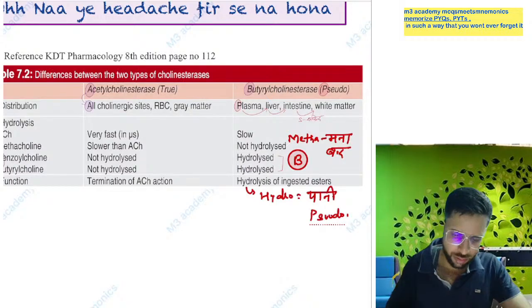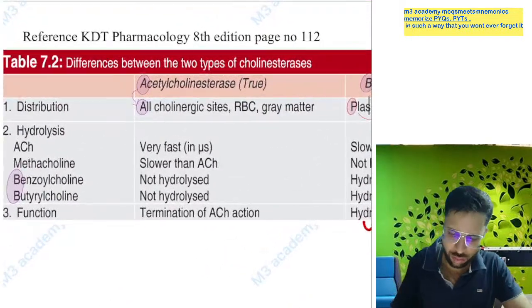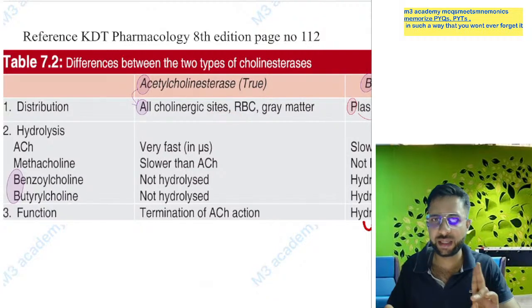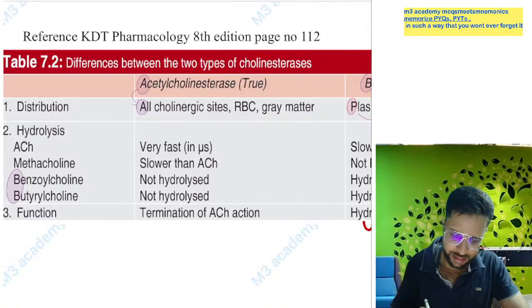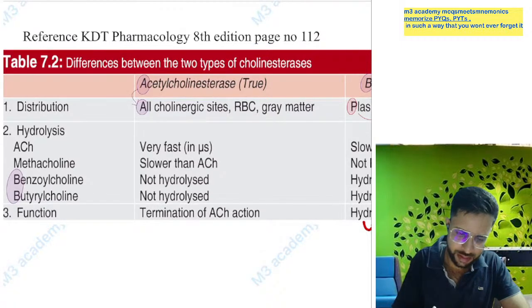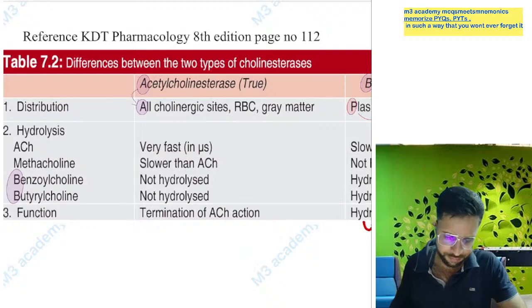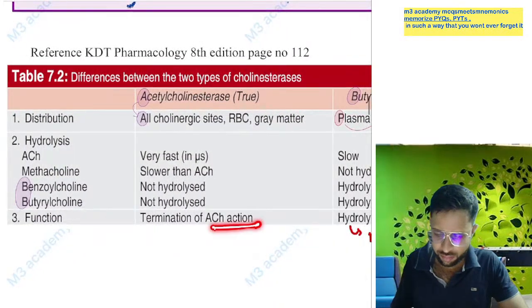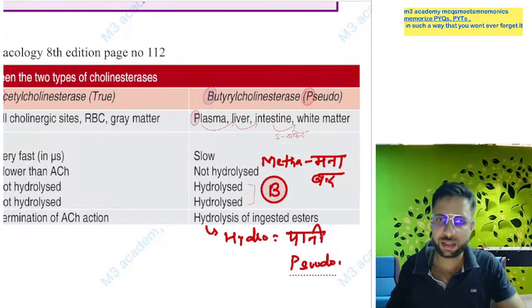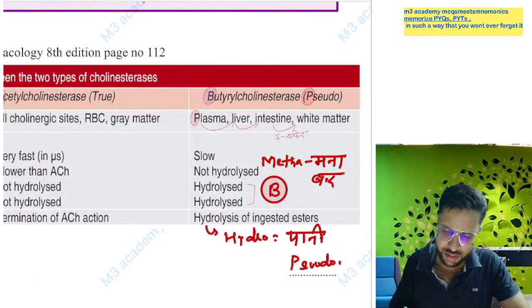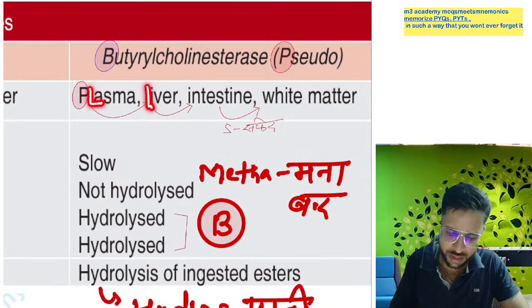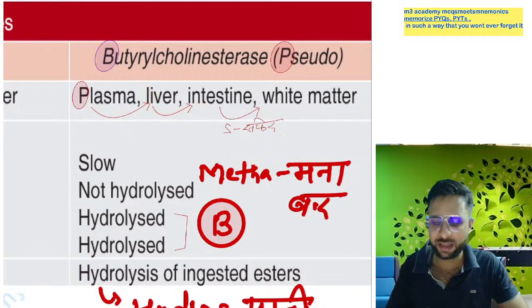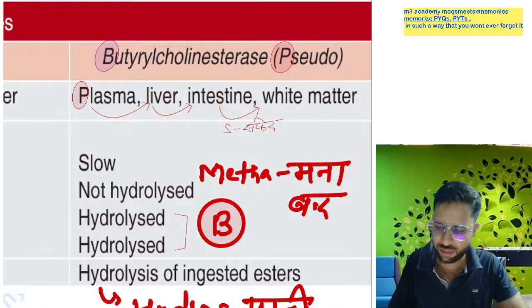True acetylcholinesterase is found in all cholinergic sites, like RBC and the gray matter also. It degrades very fast, and its function is termination of acetylcholine action. Butyrylcholinesterase, also known as pseudo, is found in the plasma. The next letter after P is L, so L for liver. The next alphabet after L is I, for intestine. Next is S, for safed, meaning white matter.